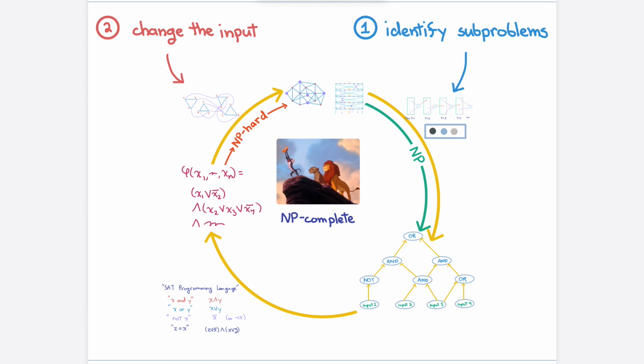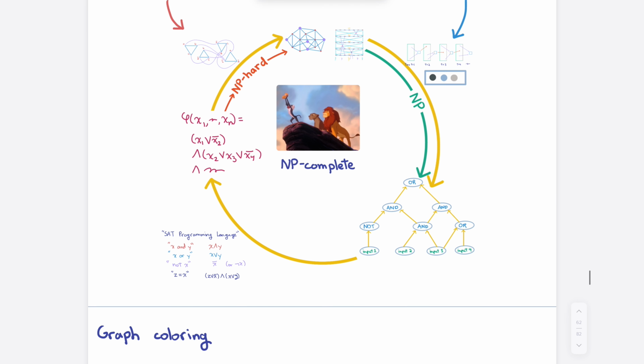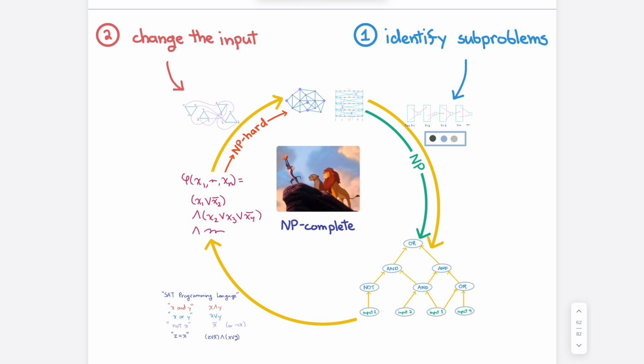Okay. Any questions? Yeah. NP-hard, but not NP-complete. What necessarily does that mean? Like, if we can solve SAT, we can solve the problem. But if we solve the problem, we can't solve SAT.